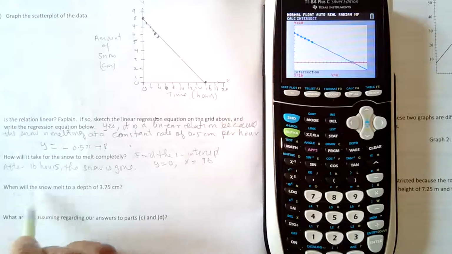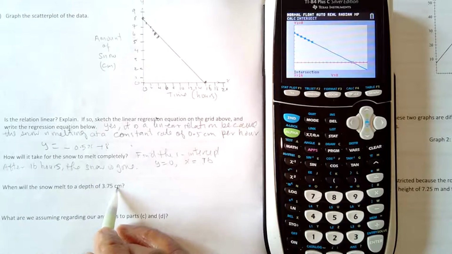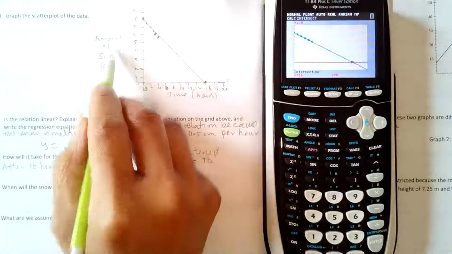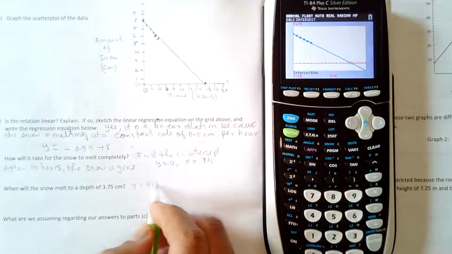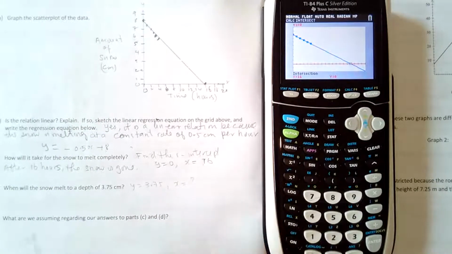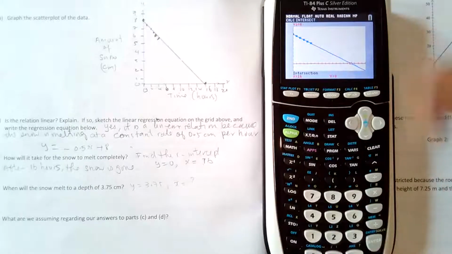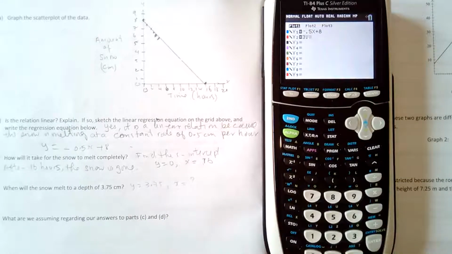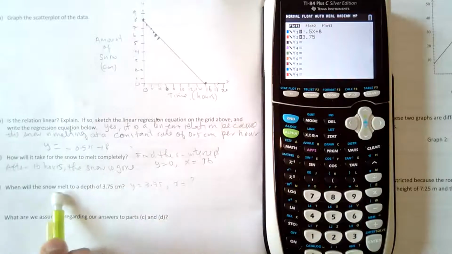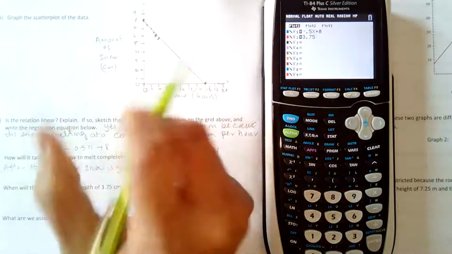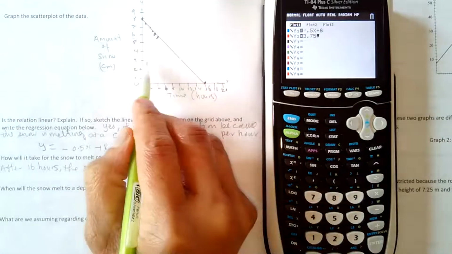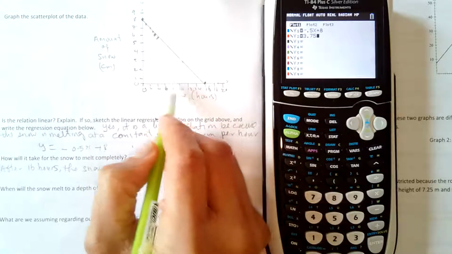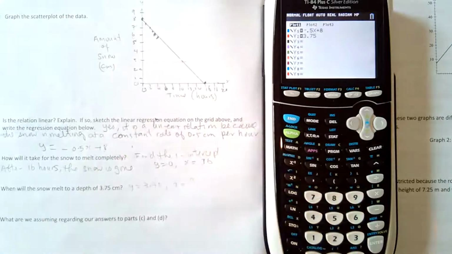Okay, next question. When will the snow melt to a depth of 3.75 centimeters? In other words, you want to know when y, this is your y. Remember, this is your y value. And y is equal to 3.75. What is x? Now we'll repeat the same process, right? So we go to y equal button, and I'm going to change y equals 0. I'll put 3.75. Because when y is 3.75, which will be somewhere. So this is the depth of the snow, right? So 3.75. So for my guess here, between 10 and 12, but we don't know yet. Let's see what we'll get here.